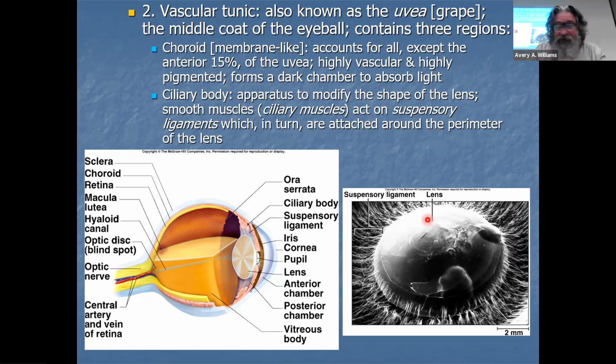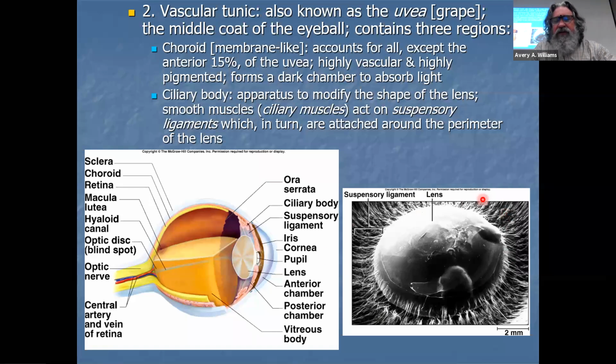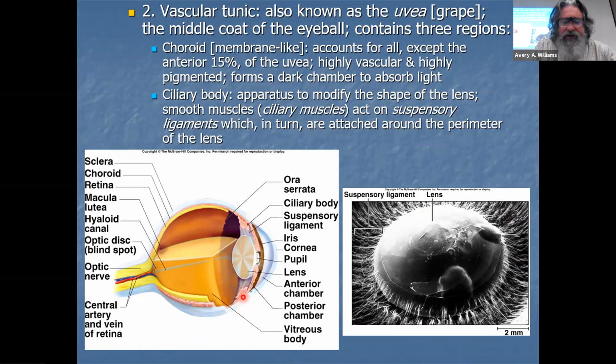Well, what's going on with this? Here I included a photo, a scanning electron micrograph of a lens, and you can see this is the lens. Don't they come in pairs? Sneezes. Excuse me. There you go. You see these little fibers around. Those are the suspensory ligaments, and the suspensory ligaments are attached to the ciliary muscle here and here.